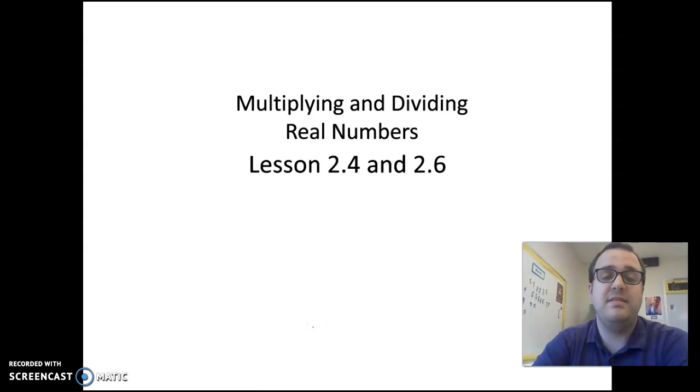Hello, ladies and gentlemen. Today we're going to be talking about multiplying and dividing real numbers. Basically, we're going to be reviewing some of the tricks and how you can multiply and divide, especially with negative numbers, and how to remember the tricks associated with those when you don't have a calculator. All right.